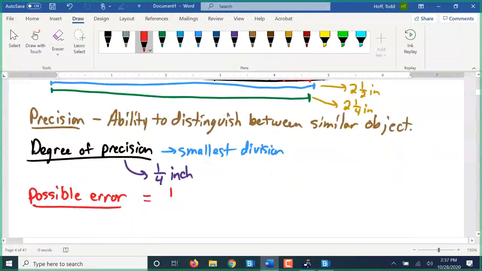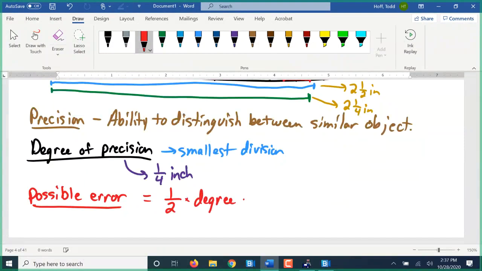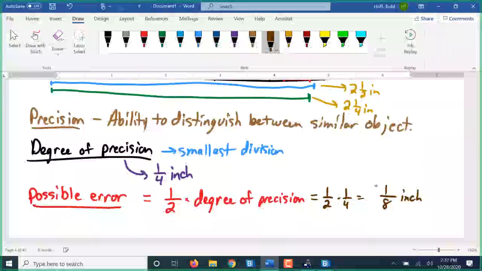So it is 1/2 times the degree of precision. Now, it doesn't matter if you use 1/2 or 0.5. In this case, with the 1/4 inch degree of precision, 1/2 times 1/4 is probably easier to do. So that's 1/8 inch. So that's plus or minus 1/8 of an inch is the possible error here.